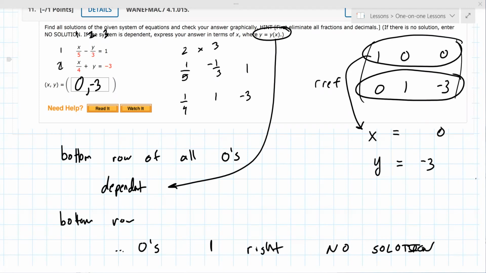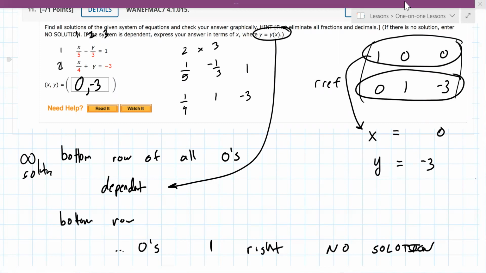Okay, so I'm just doing a search here for 4.2. 4.2 has several options. And when would it be infinitely many solutions? That's the dependent one, the row of all zeros. Okay, so let me do question 17.